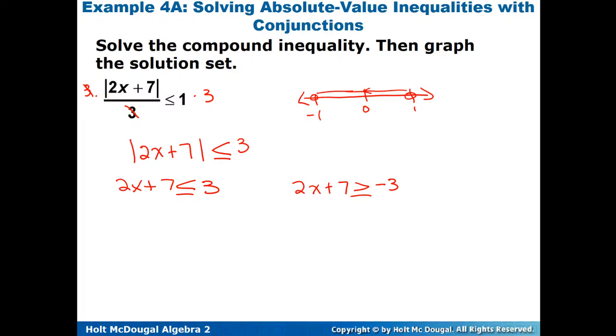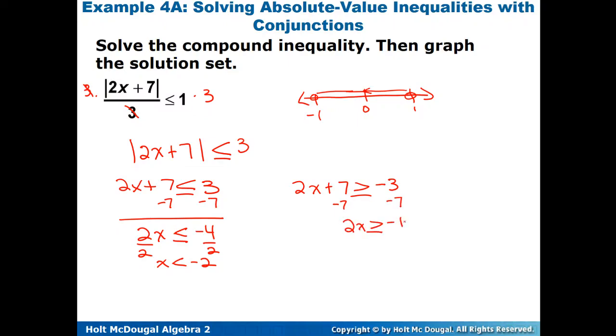All right, so let's go ahead and solve these two for x. Let's subtract 7 from both sides, and that leaves me with 2x is less than or equal to negative 4. Divide both sides by 2, and we have x is less than or equal to negative 2. And then over here, again, we're going to subtract 7, so we have 2x is greater than or equal to negative 10. Divide both sides by 2, leaves us with x is less than or equal to negative 5.